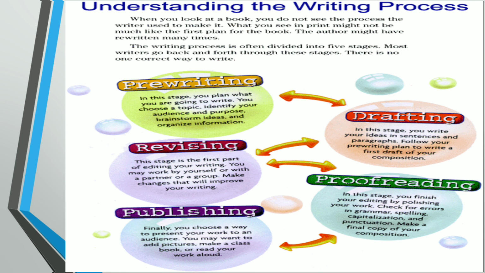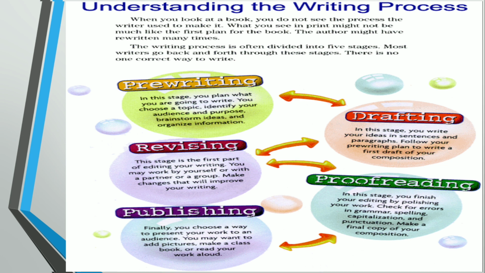Revising. This stage is the first part of editing your writing. You may work by yourself or with a partner or a group. Make changes that will improve your writing. Proofreading. In this stage, you finish your editing by polishing your work. Check for errors in grammar, spelling, capitalization, and punctuation. Make a final copy of your composition.